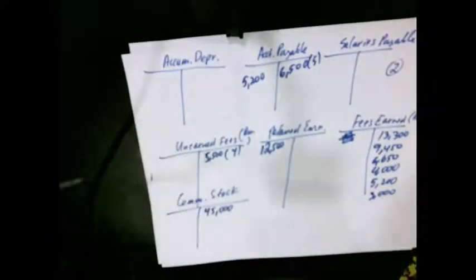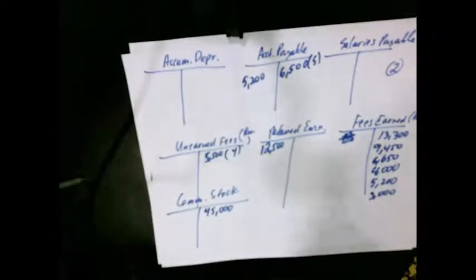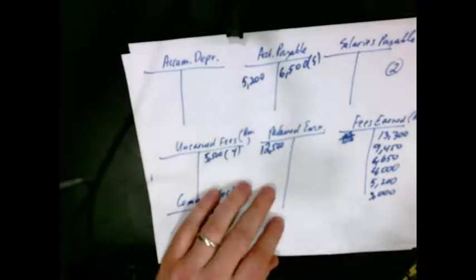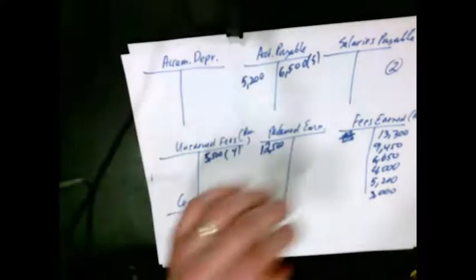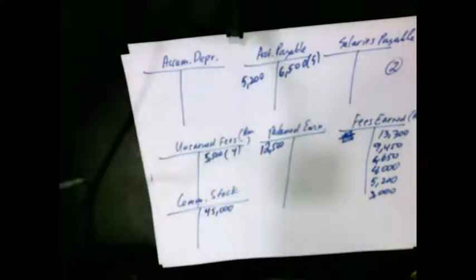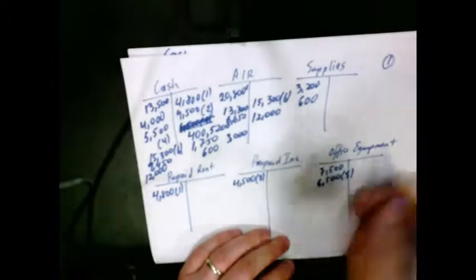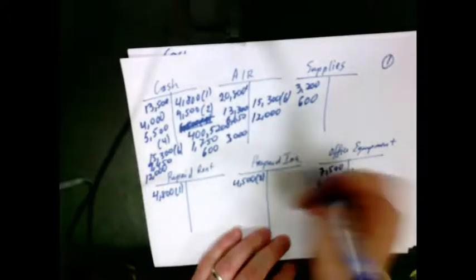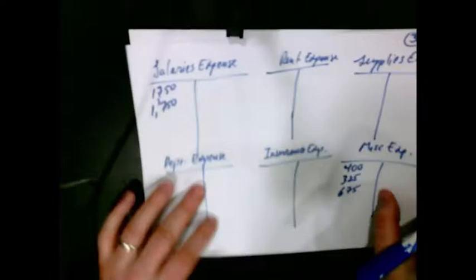First of all, it tells us that insurance expired for June and July is $375. So whatever prepaid insurance there was during that time needs to be expensed. So it says that there is $375 of insurance that has expired. So we need to credit prepaid insurance $375, and we need to debit insurance expense for that amount.